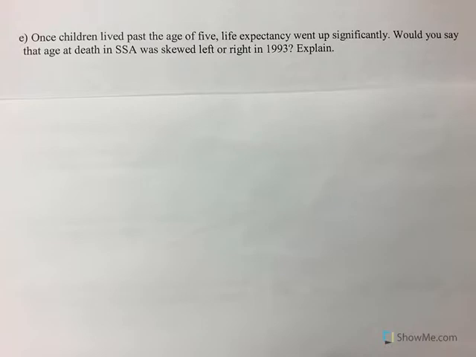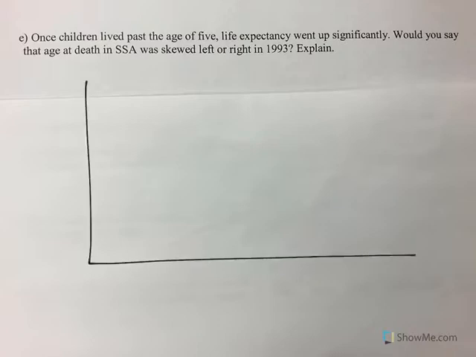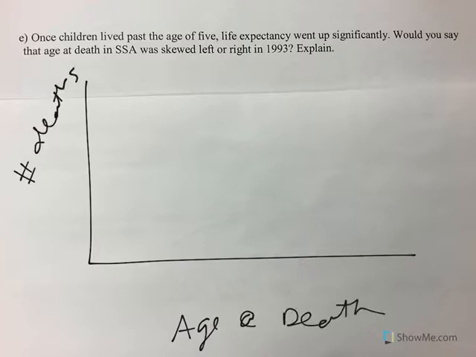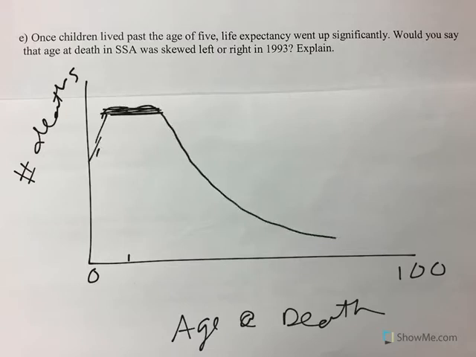What would you say, was age at death in Sub-Saharan Africa skewed left or right in 1993, and explain? Okay, I like to graph these when I'm thinking about them. Age at death is what we are graphing, and this is the number of deaths. So when we talk about this is 0 and this is 100, we know that 50% of them is 5 or below. So this is probably age 5. So we have a ton of deaths at this spot, and then it kind of tails off. They still die as they get older, but life expectancy, they expect to live longer. So therefore, because it's tailing to the right, this is skewed right.